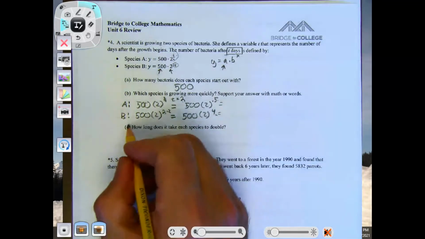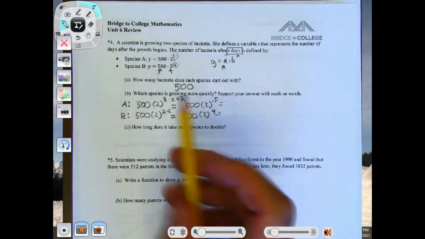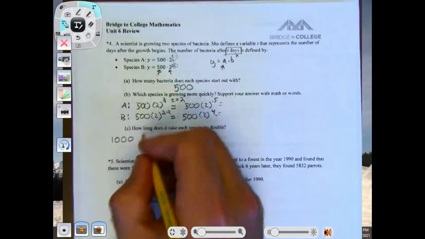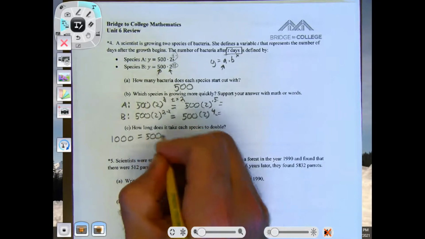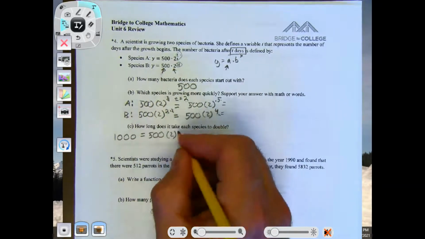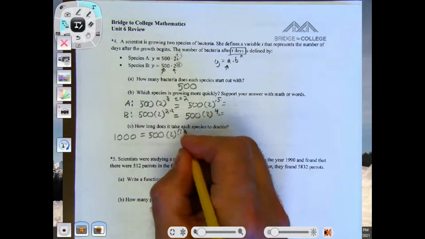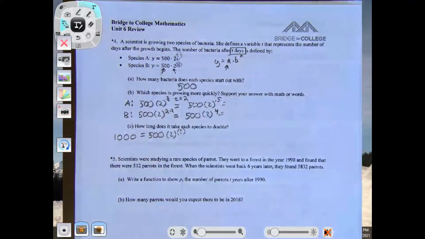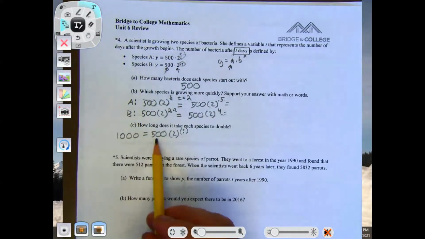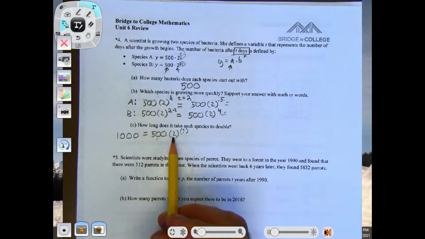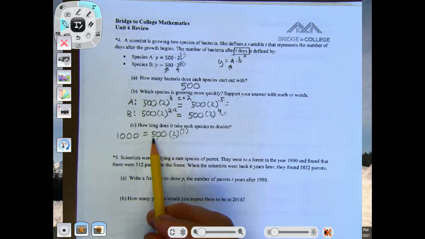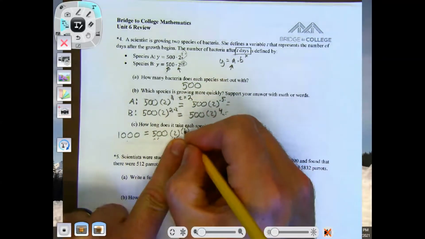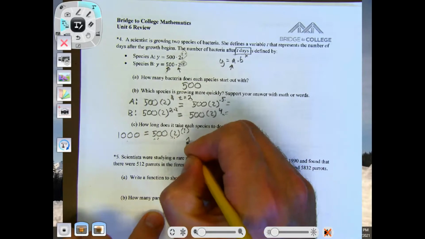Okay, how long does it take each species to double? Well, if we start off with 500, doubling would be like 1,000, right? So the question is, how long does that take? Times 2 to the what power? Because this is what's changing, that t value right there. So to double this, isn't that just 500 times 2? 500 times 2 is 1,000. That's doubling right there. So this exponent right here needs to be a 1.